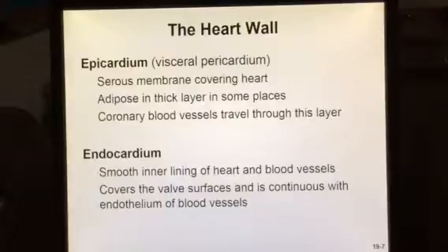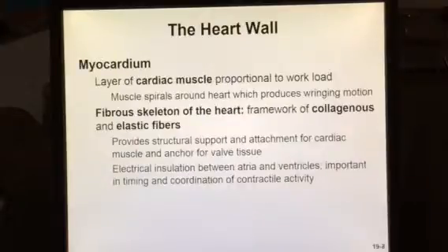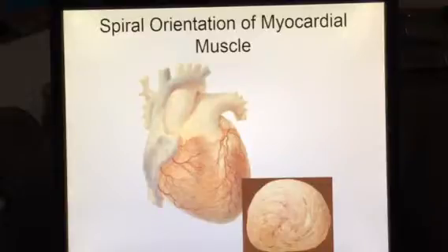The inner layer of the heart wall is called the endocardium. This is the inner lining of not only the heart but also the blood vessels, which we will get to. It also covers the valve surfaces, which we will also get to shortly. In between those 2 layers is the myocardium, and this is the layer of cardiac muscle. It is proportional to the workload, so when we look at the left side and the right side of the heart, we're going to notice a difference in the thickness of the myocardium. It also has a spiral structure, and that allows the heart to produce that wringing motion as it contracts. And there's a picture of what that spiral structure looks like.